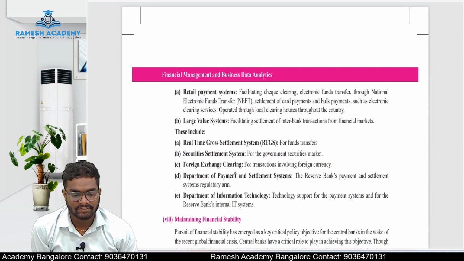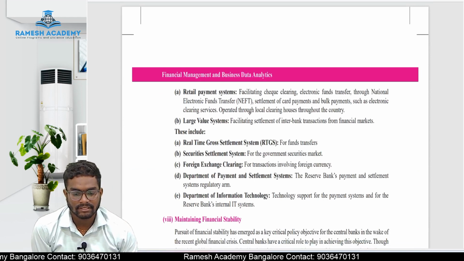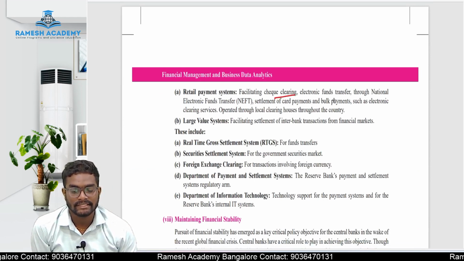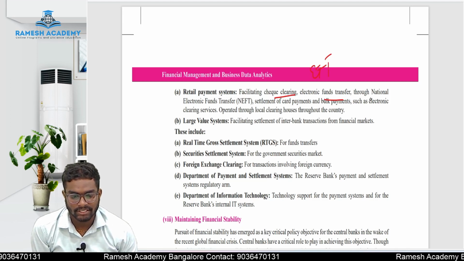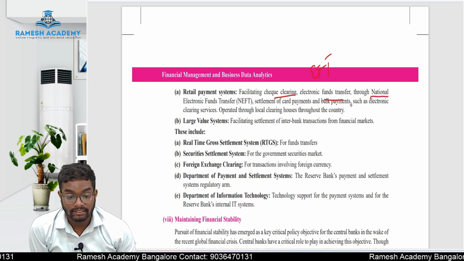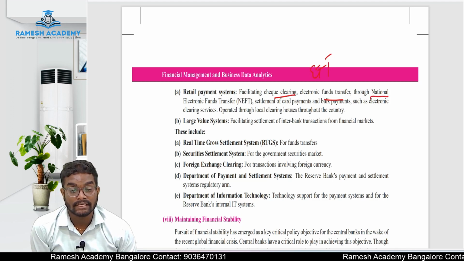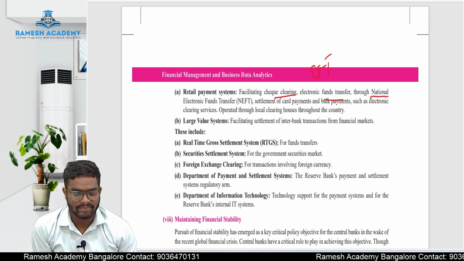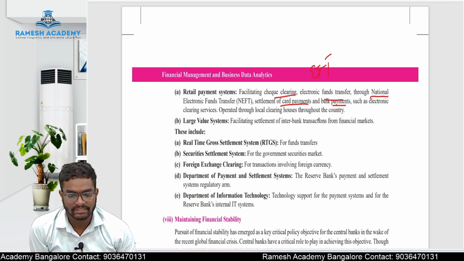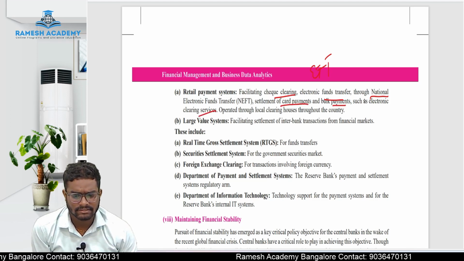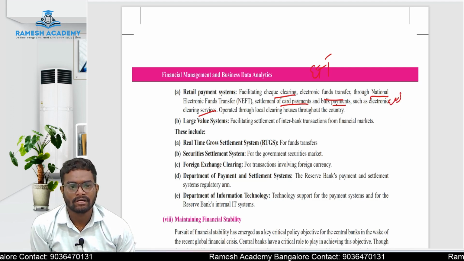So what are some of the payment systems? Retail payment systems, for example check clearing. You can sign a check and give it. Electronic fund transfers, EFTs. So what is NEFT? It will take place at certain intervals, maybe 1 hour depending upon the banks. Settlement of card payments and bulk payments such as electronic ECS. So if you sign an ECS form, it will be automatically debited.